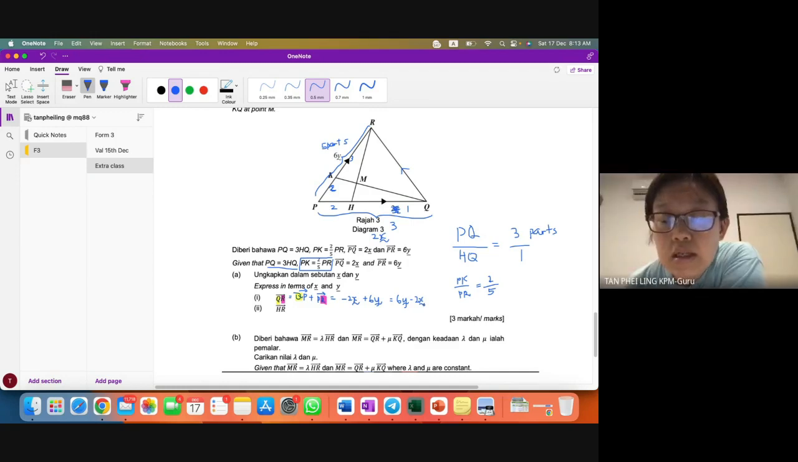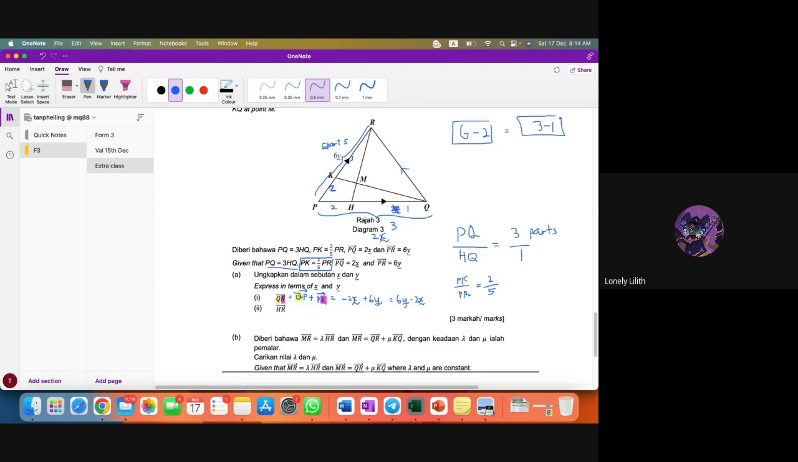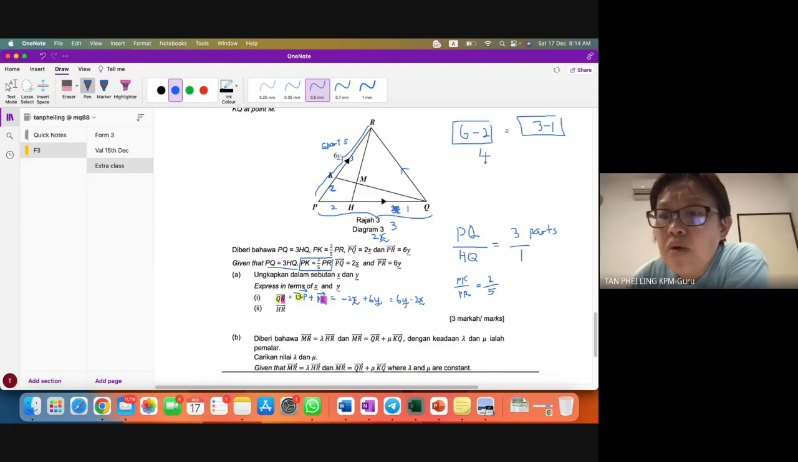No need. Why? You cannot, because this is an expression. It's just like I have 6 minus 2. Can you happily say both can divide by 2, then I make it 3 minus 1? Are they the same? This is one expression, 6 minus 2. If you simplify that, you make it 3, this one you have 4, this one you have 2. Are they the same, my dear? No, right? So this is an expression. There's no need to simplify further.